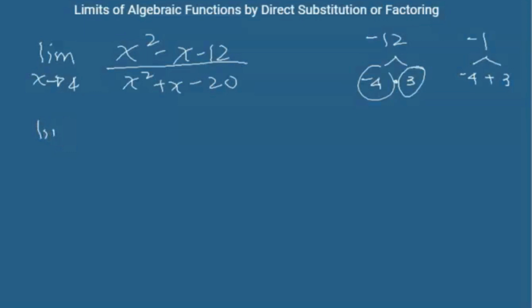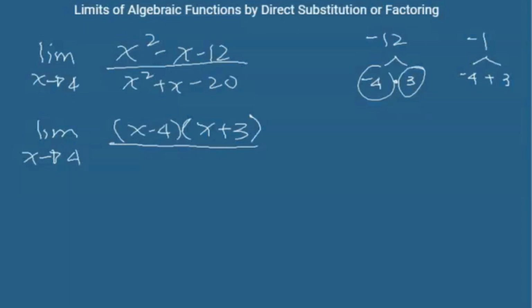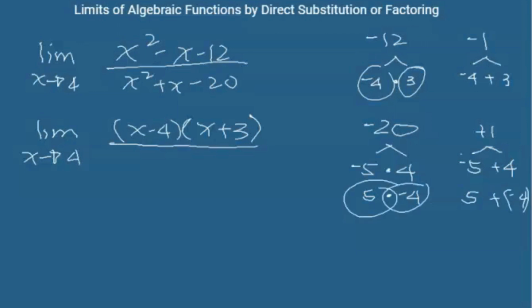So let's just write that first. The limit as x approaches 4. So the numerator is (x minus 4) and (x plus 3). Now for the denominator, we need factors of negative 20 that will give us a sum of positive 1, the middle term. So for negative 20, let's say we have negative 5 and 4. Now this will not give us a positive 1 if we add negative 5 and 4. So let's have 5 times negative 4. So 5 plus negative 4 is positive 1. So these are our factors. So for the denominator, we have (x plus 5) and (x minus 4).